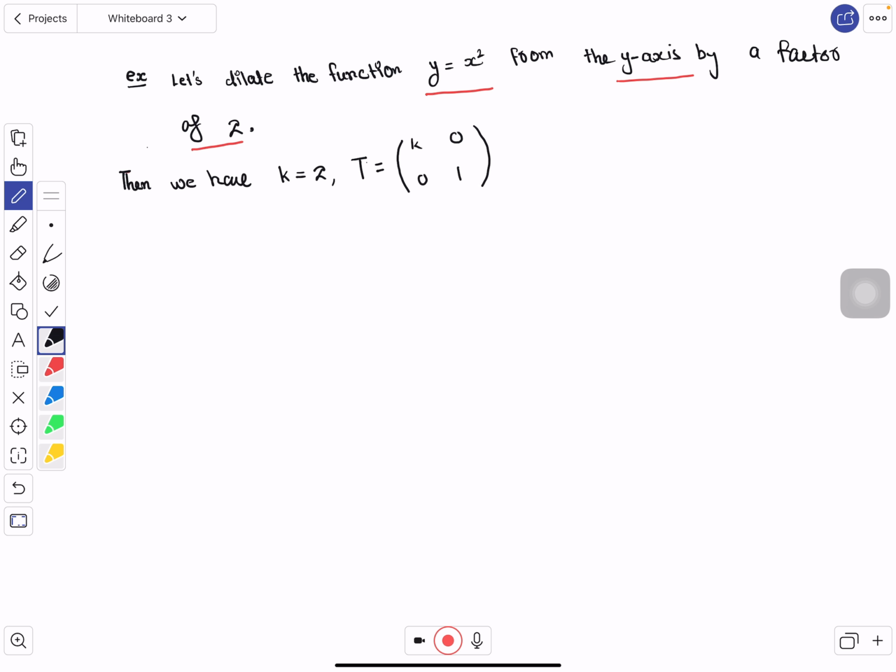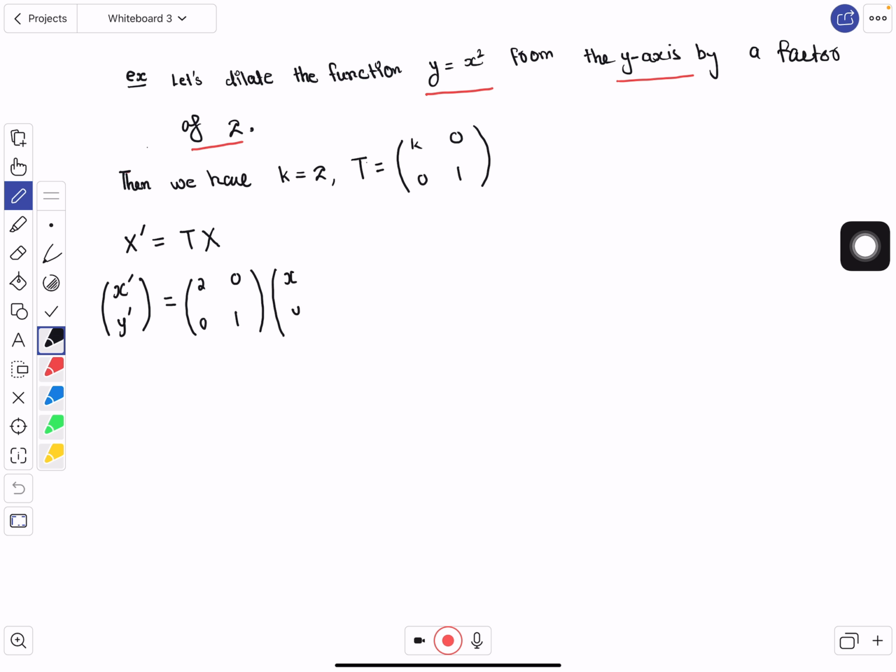And then we label the new point X dash. X dash is going to be equal to T times X. X dash is the same as x dash, y dash, little x and little y. The T becomes k is 2, 0, 0, 1. And this big X is the original value, x, y, little x and little y.